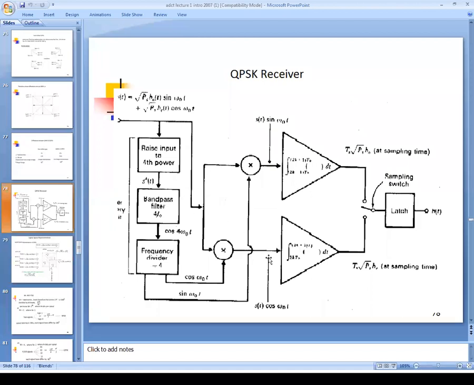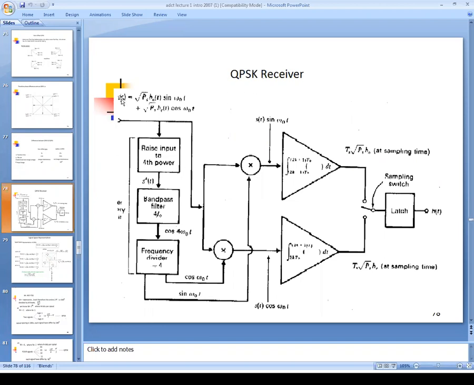Now the same concept is applied in the QPSK receiver also. It is a merging of two BPSKs; see the block diagram. One BPSK is Sc(t), another BPSK is Ss(t). Sc(t) is b(t) cos(omega naught t), and Ss(t) is b naught(t) root Ps sin(omega naught t). These are the two independent BPSK signals. Now we can merge them, and that is the output.